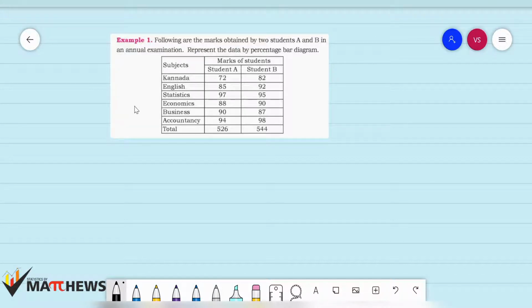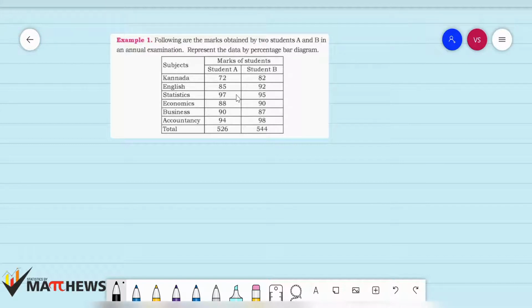Right. So now these values, these Kannada marks, English marks should be converted into percentages and then marked as we have done the subdivision, right? That whole 100 percentage, how it is divided: how much for Kannada, how much for English, how much for statistics, how much for economics, business, accountancy. This is what we need to do, the subdivisions in it, and that's how the percentage bar diagram will be, students.